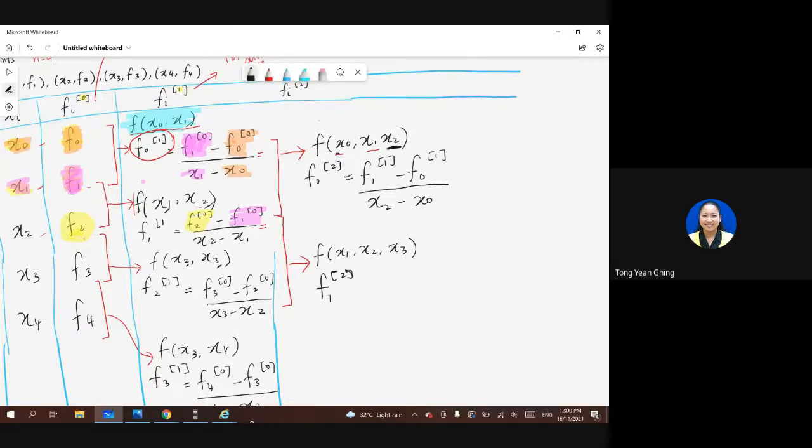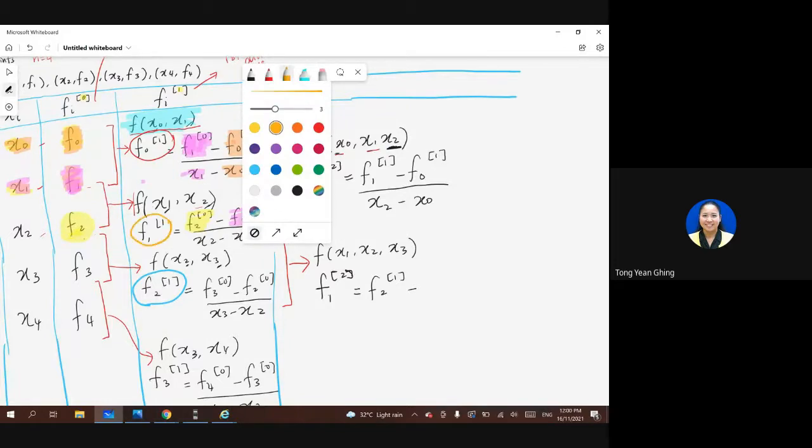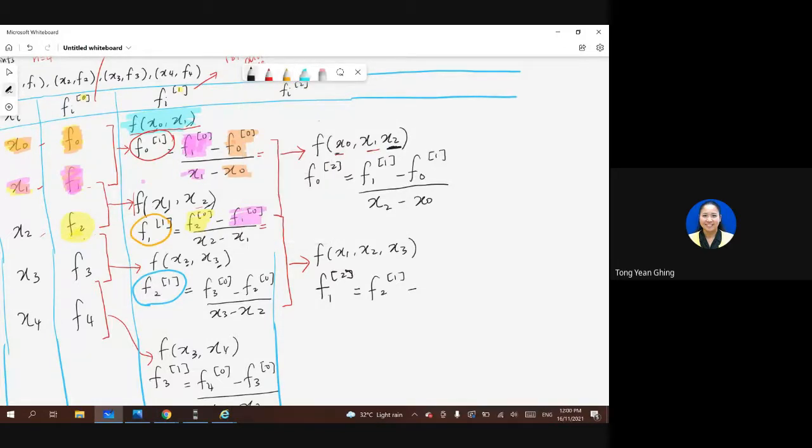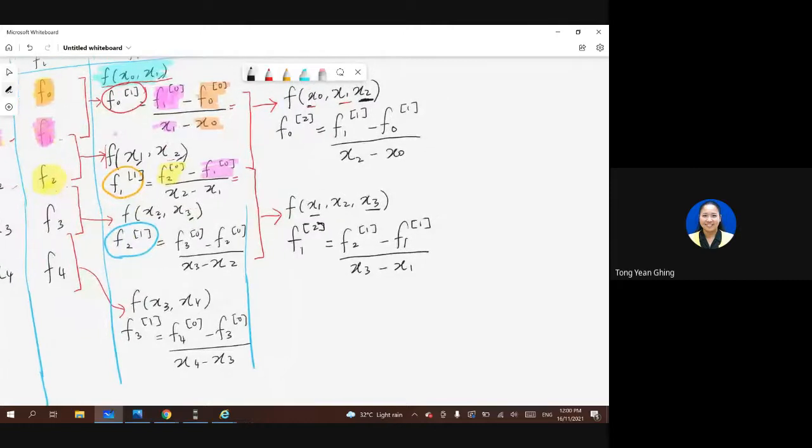Okay. Second degree divided difference is equal to, so kita akan ambil this one. Kita letak sini, F2 1 minus, and then kita ambil yang ni pula. This one. F1 divide by, so we consider x1 to x3. So this is x3 minus x1. Boleh. So and then lagi, we have to continue.